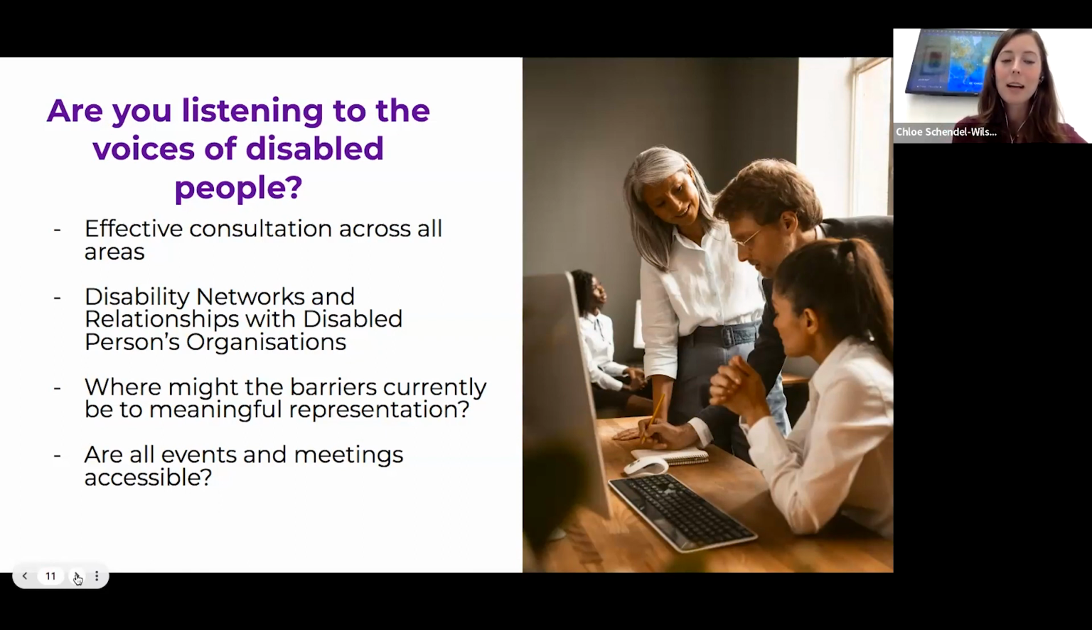We saw the stats around people who don't feel comfortable disclosing their disability. So what you can do as an organisation is make sure that you're offering the ability to make people feel comfortable in disclosing these kinds of things to you and disclosing what their access needs are.